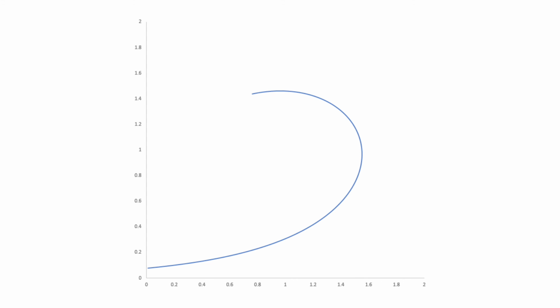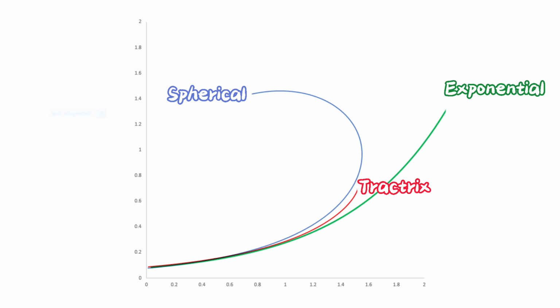Now, it is time to compare the result of the said horns. This is the side view of a 75 Hz spherical horn. The red one is Tractrix with the same cutoff frequency, and the green is exponential. Exponential has the slowest flaring rate, and the spherical is the fastest.